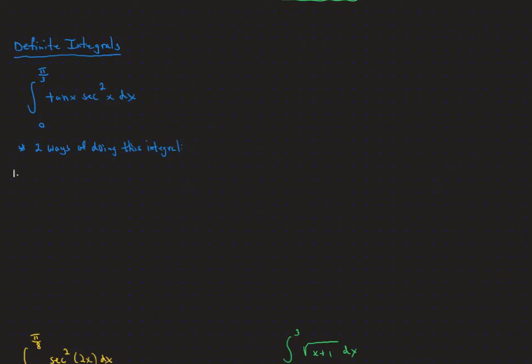So we can say that u is the tangent of x, then du is going to be secant squared x dx. And that means the dx is going to be du over secant squared x. Our integral is going to become, the tangent is going to now be u. We have our secant squared x, and the dx is going to get replaced conveniently by du over secant squared x. And these are going to cancel.